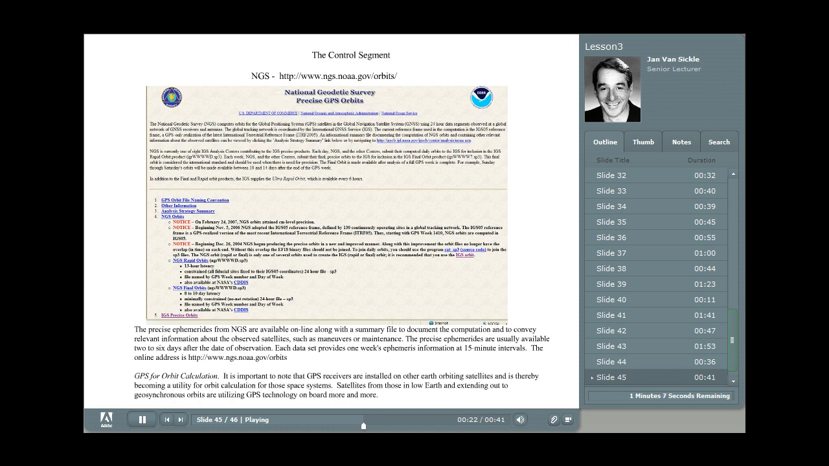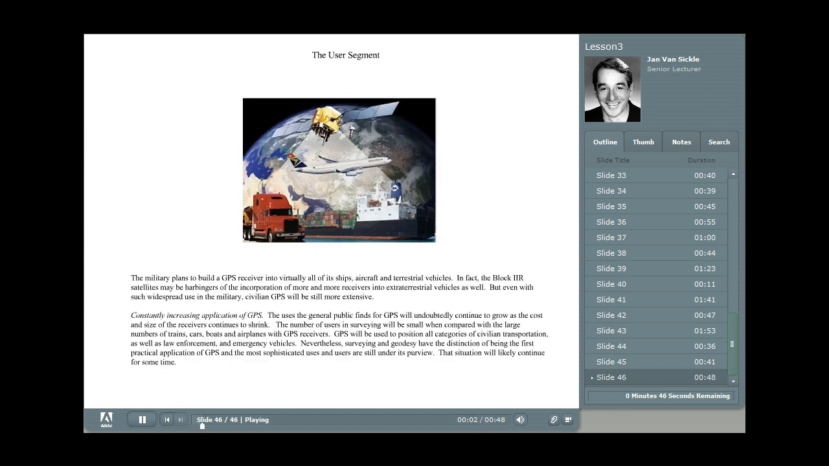It's important to note that GPS receivers are installed on other Earth-orbiting satellites and thereby become a utility for orbit calculation for those space systems. And so really GPS and these precise ephemerides are very useful in determining positions and getting much more accurate positions using the post-computed ephemerides.